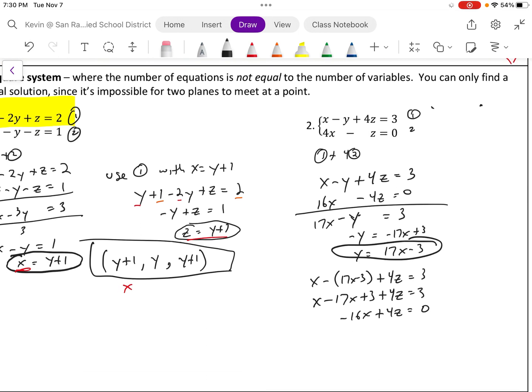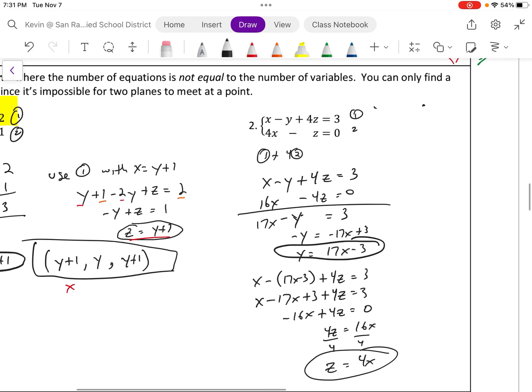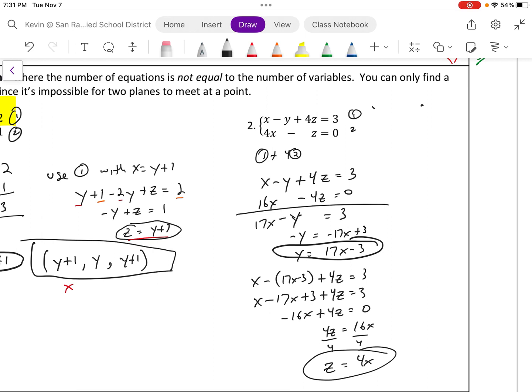Okay, hopefully you got the algebra down. So 4z equals 16x. Divide both sides by 4. z equals 4x. So now we've solved for y and z in terms of x. So again, when I do my coordinate triple, let me have x, 17x minus 3 represents my y, and 4x. And when we talk about a general solution, that's what we mean.